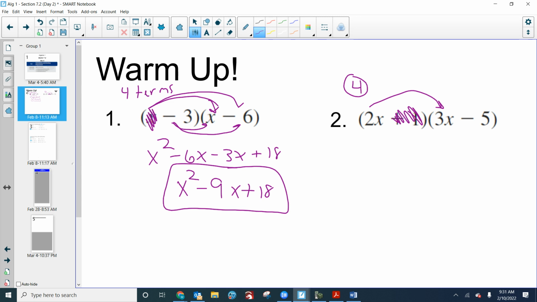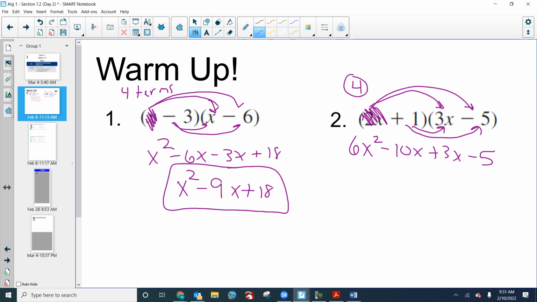What's 2x times 3x? Samara? Oh, good save. Keep going, Samara. 2x times negative 5. Nice job. Now we're done with what? Done with 2x. 1 times anything is the same thing, right? Plus 3x. What's 1 times negative 5? Good, Liv, negative 5.